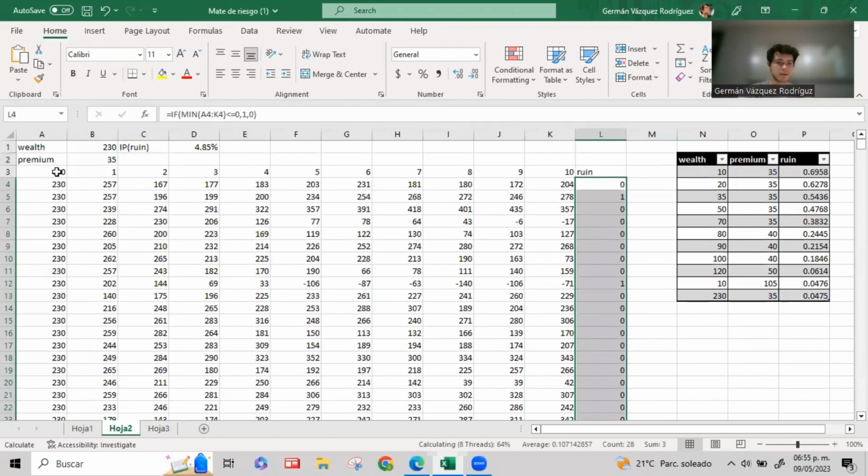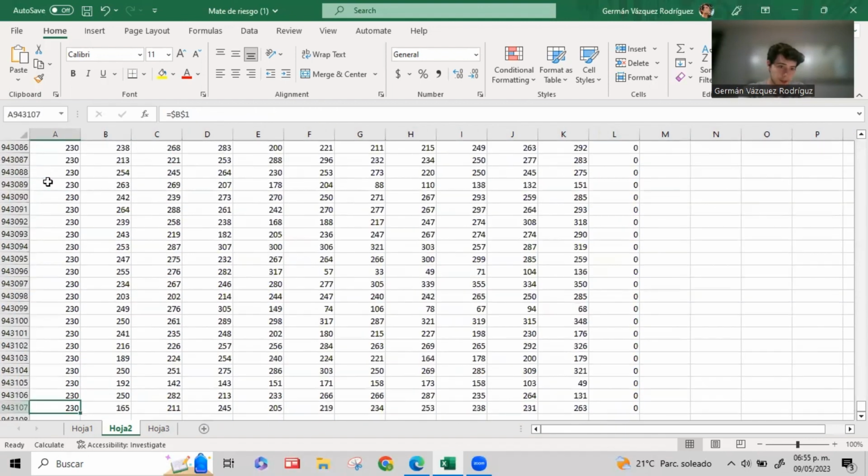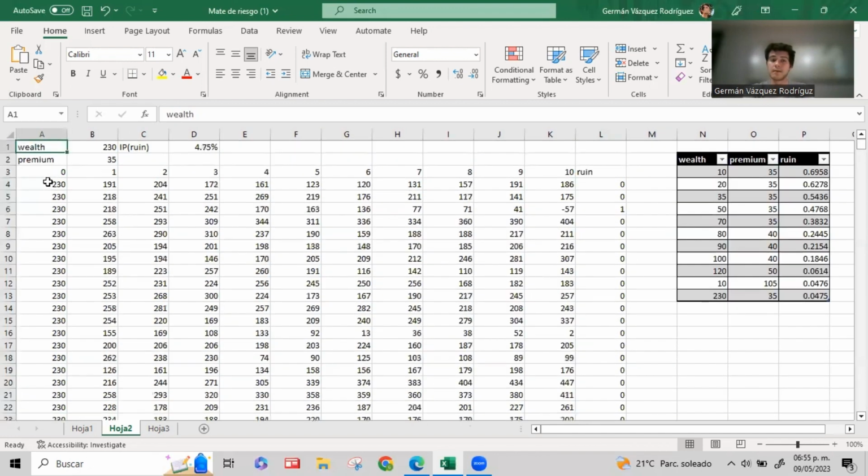On our case, we made 943,107 iterations of this game, of this gamble of the person betting 1 peso on the three dice. This person is going to throw the dice 10 times. So we have here the 10 throws of the person, and each row is an experiment, an expectation of the possible outcome of the total experiment.